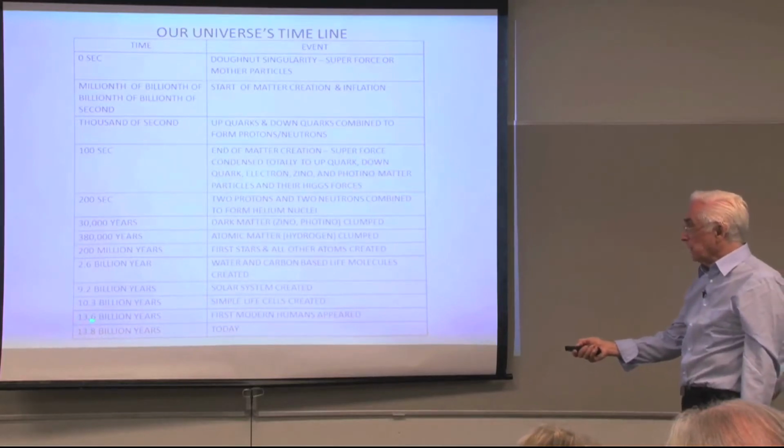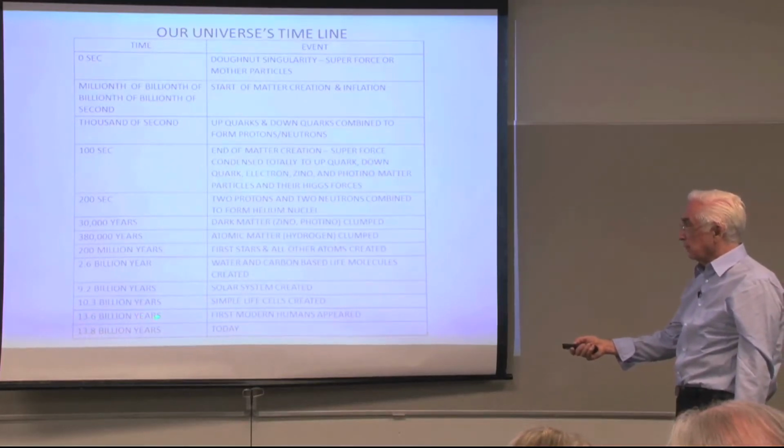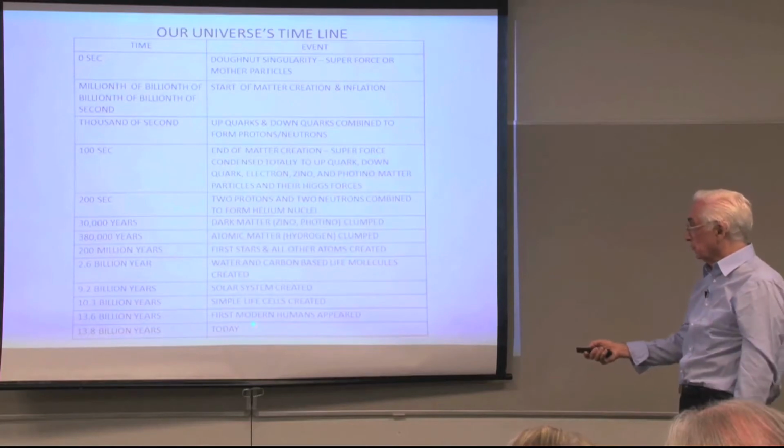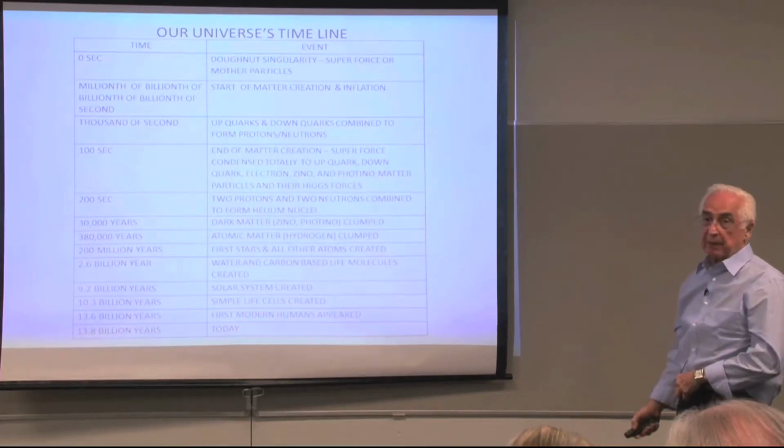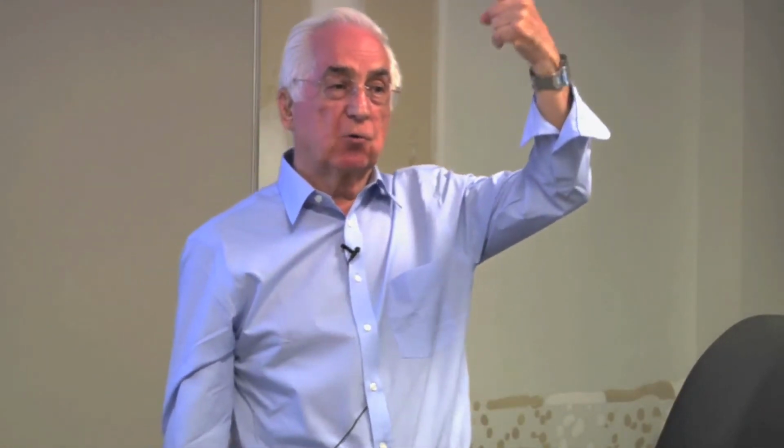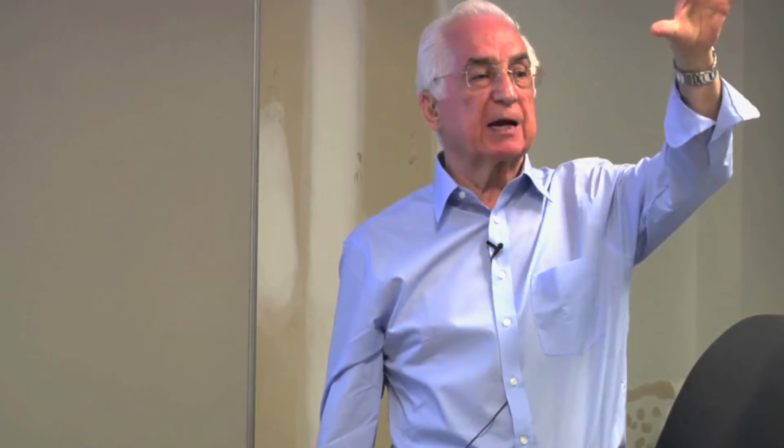At 13.6 billion years after the Big Bang, or 200 million years ago, the first modern humans appeared in Central East Africa. They began to migrate north. They crossed the Arabian Peninsula and settled in an area north of the Black Sea. There were three migrations from that area.